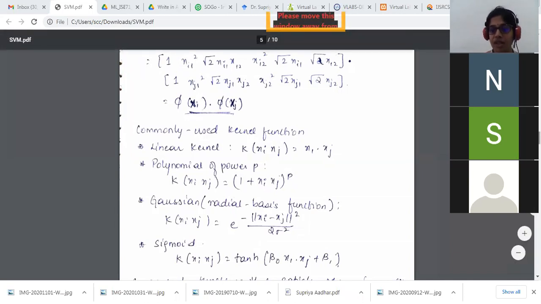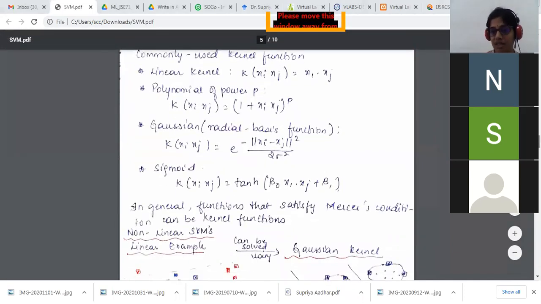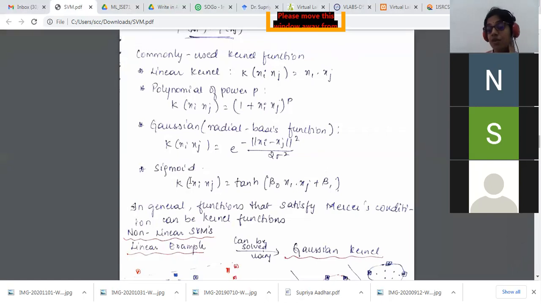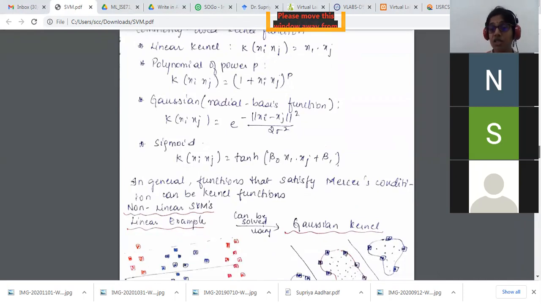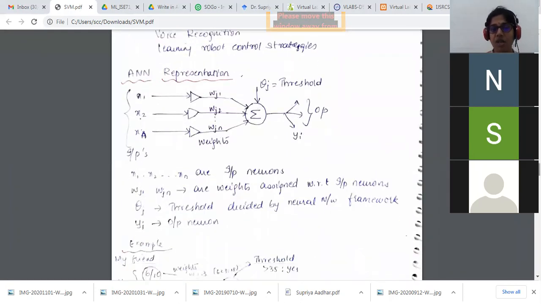Okay, sigmoid, where they use tanh, beta 0 into xi, xi into xj. Beta 0 and beta 1 are the constants, the coefficients which have been applied for the sigmoid curve. In general, there was one more which I thought to tell you. The functions that satisfy Mercer's condition, as I told you, have been derived from Mercer's theorem.